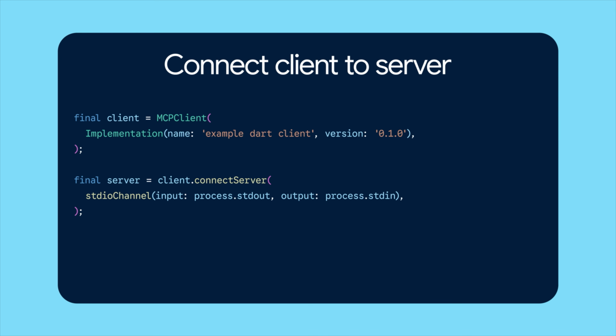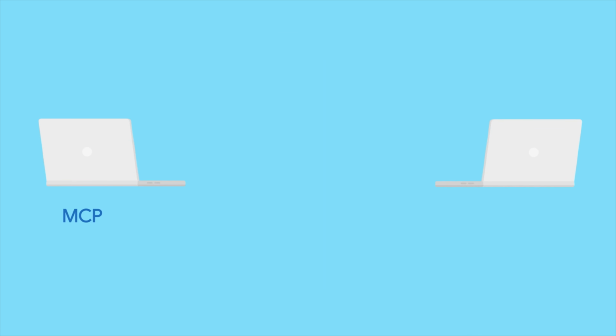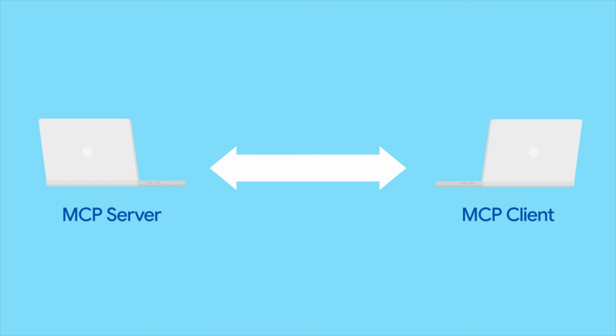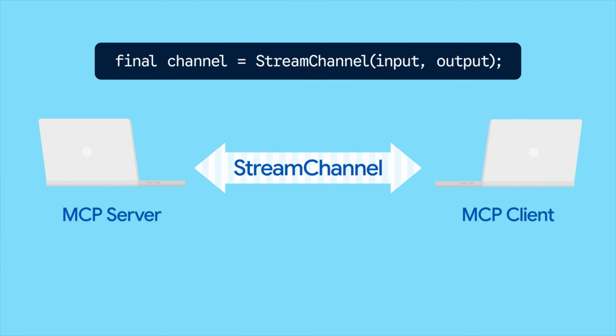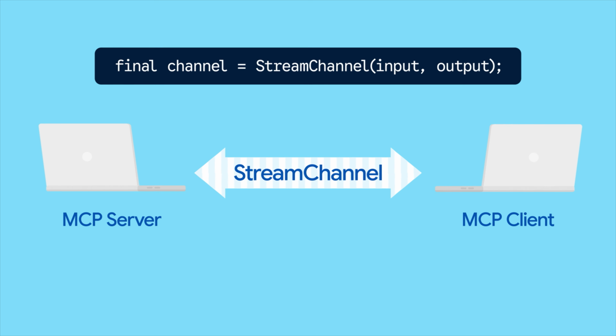Next, using the MCP client constructor, create an MCP client and connect it to the MCP server. In this example, let's assume the server and client are running on the same machine, so we're using the console's input-output channel. However, if the MCP server and client were on separate machines, they could still communicate using a stream channel, a long-lived two-way communications pipe between a server and client.